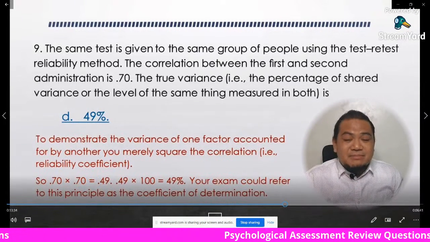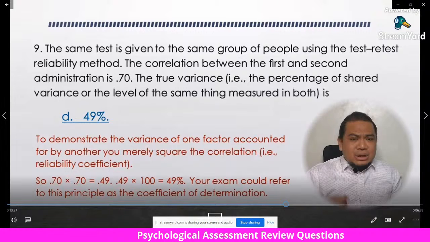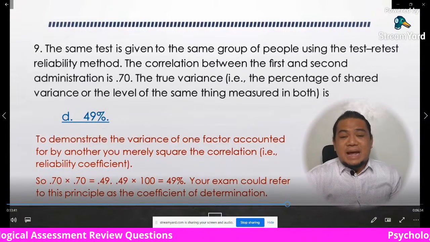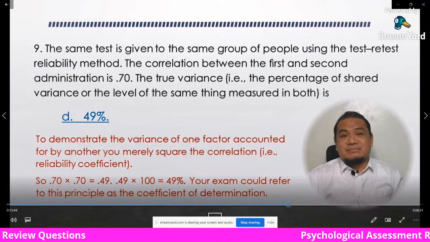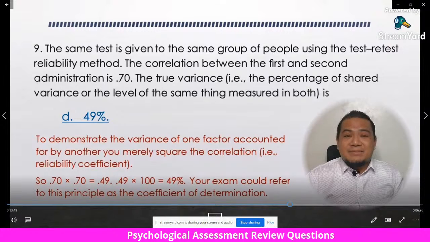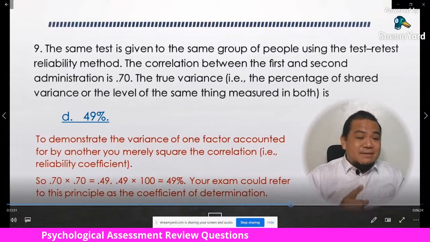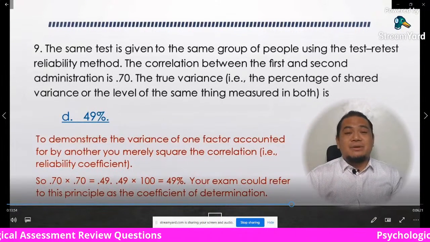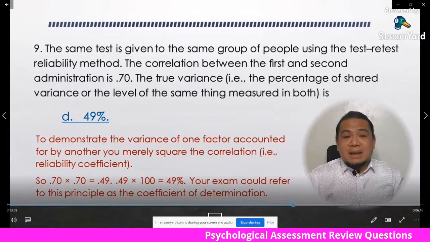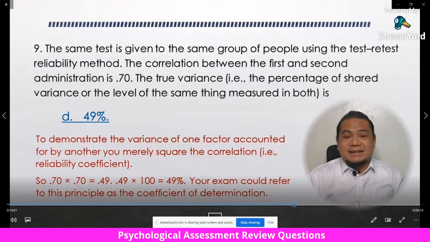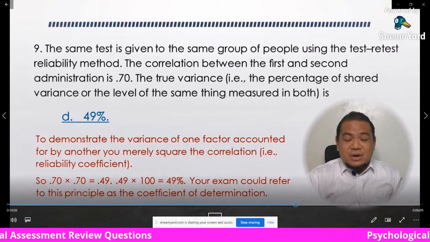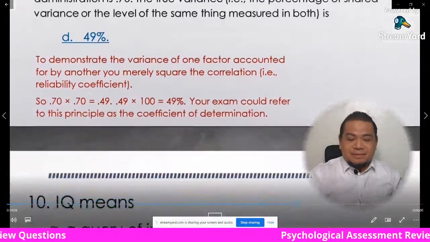So the key here is simplifying the question. To demonstrate the variance of one factor accounted for by another, you merely have to square the correlation. Like what we have here is 0.70. So 0.70 times 0.70 is equal to 0.49. And 0.49 times 100 is 49%. Your exam could refer to this principle as the coefficient of determination.